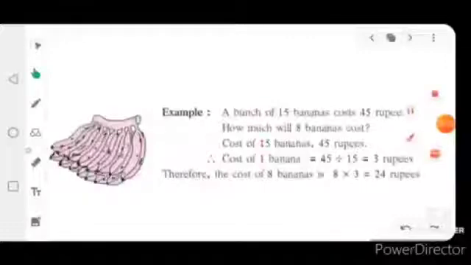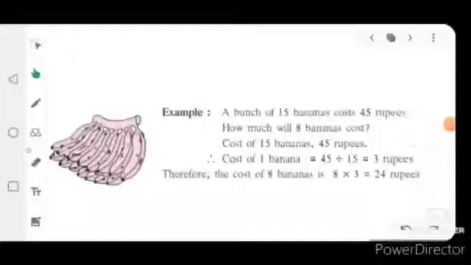Here, students, we can understand with the help of these examples. A bunch of 15 bananas costs 45 rupees. So the cost of 15 bananas is 45 rupees. Then how much will 8 bananas cost? You will have to find the cost of 8 bananas. How can we find it?